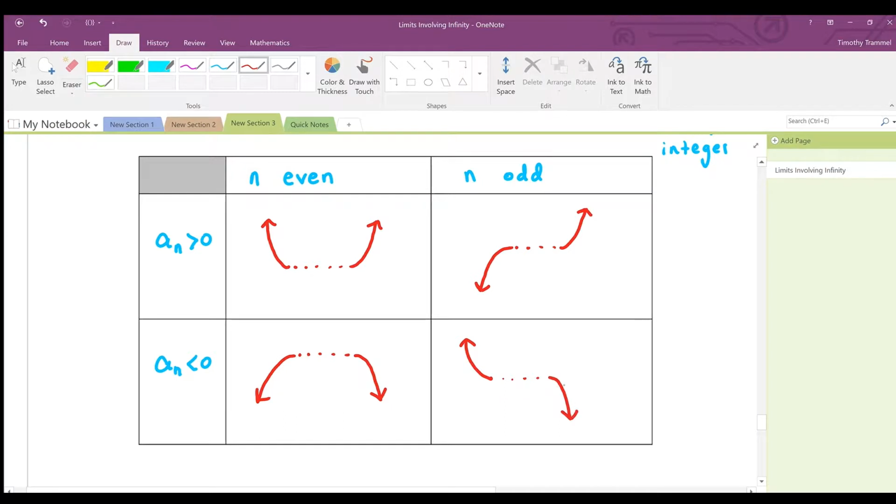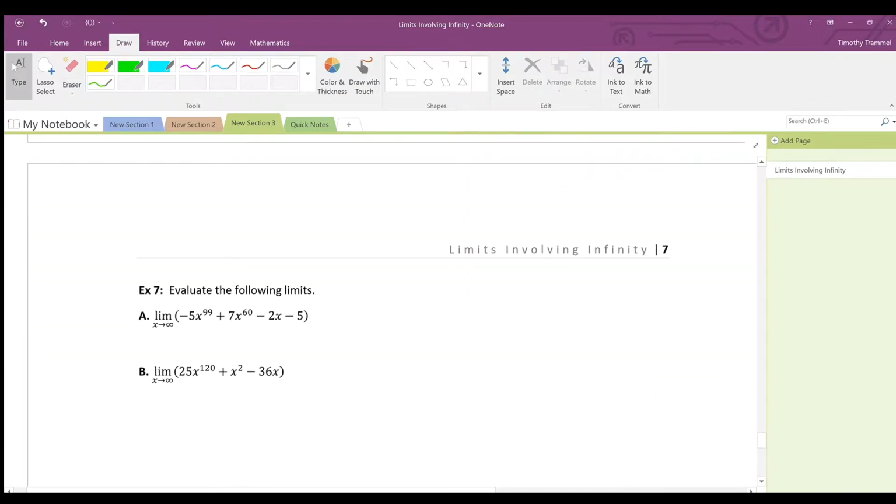And so these dots in the middle just mean that lots of things could be happening there. If n is a really high number, our graphs could have lots of humps in them. But all we care about right now is we're really looking at the limit as x goes to positive or negative infinity. And so we're going to use these rules now to try and do two limits. Here's our first one.